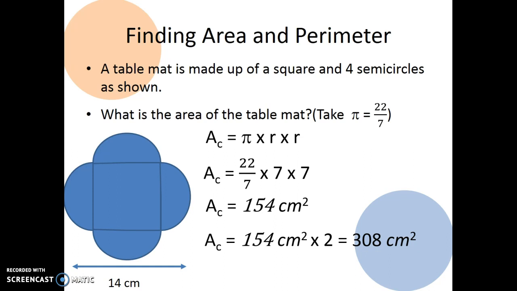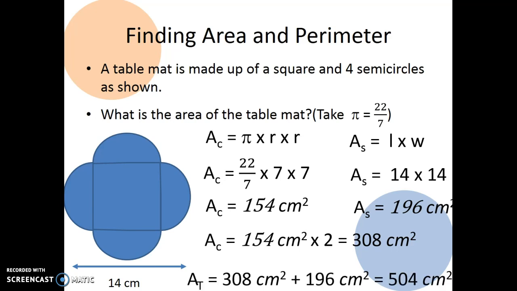Now I need to find the area of the center portion, which is the square. So length times width, and my length and width are both 14. So the area of the square in the center is going to be 196 centimeters squared. Now I'm simply going to add both of those together, 308 plus 196, and I'm going to come up with 504 centimeters squared.